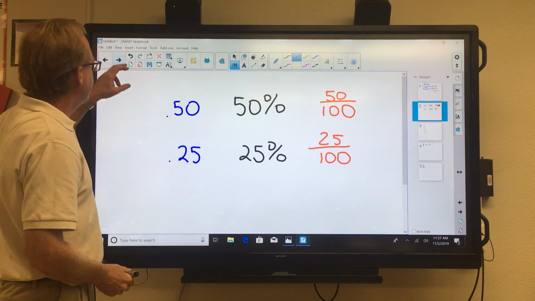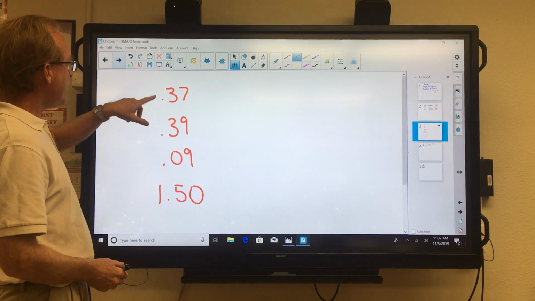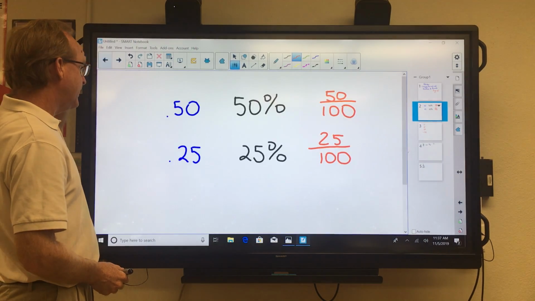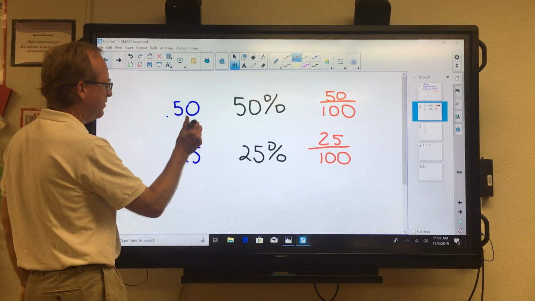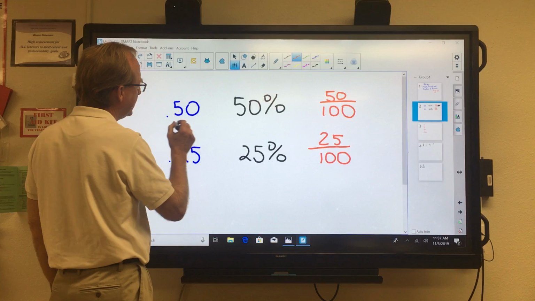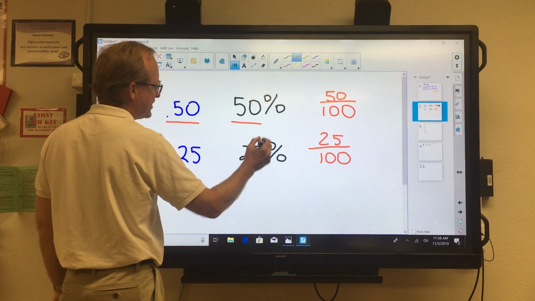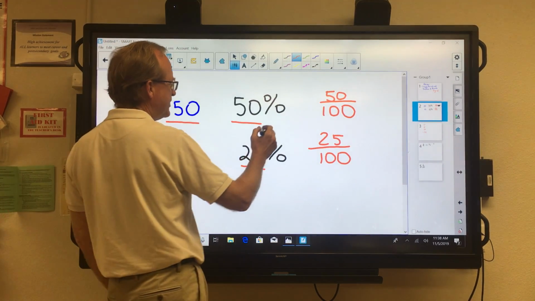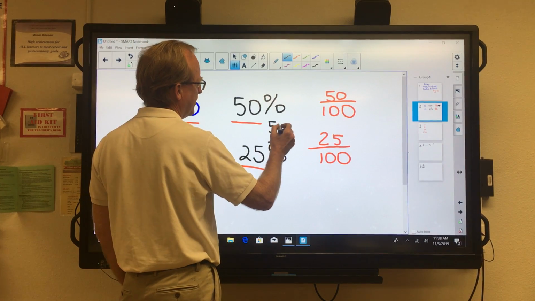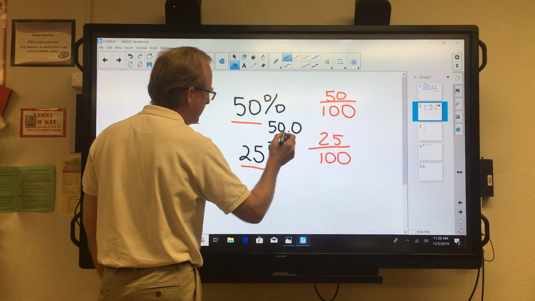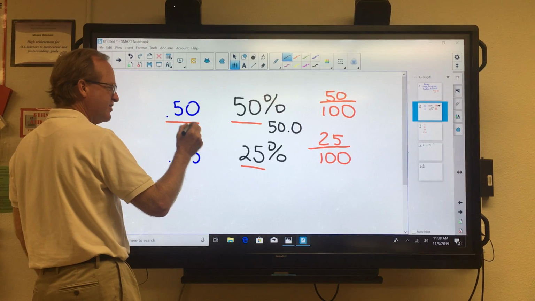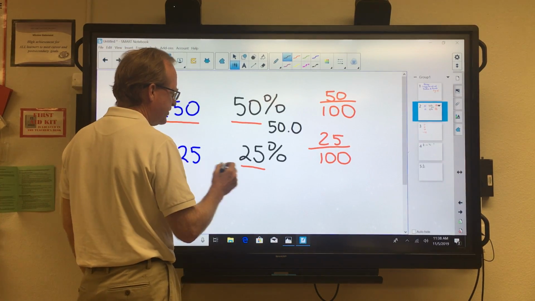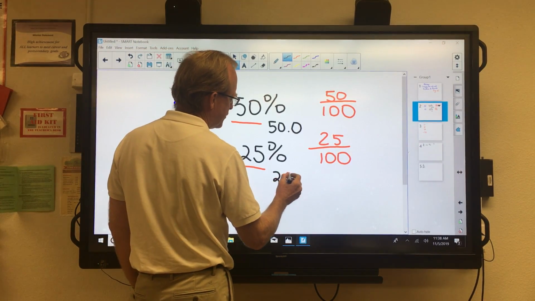To convert a decimal to a percent, you may have noticed that, oh, wait a minute, look at that. They're the same numbers. It's really just that the decimal point's in a different place. This is 50.0 and this is 0.50. This is 0.25 and this is 25.0.